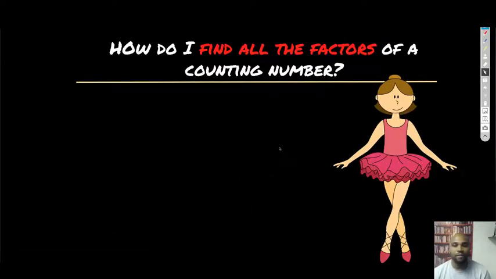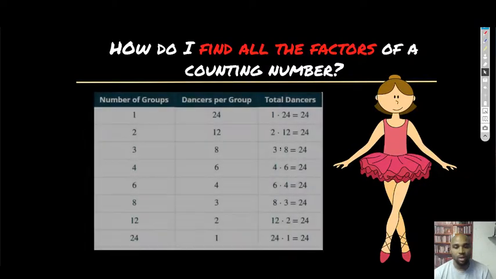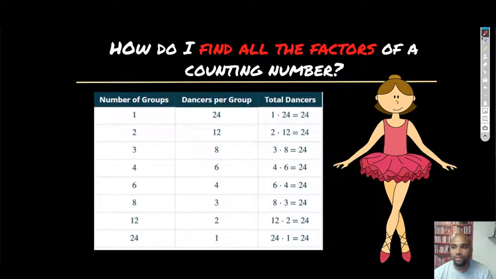So how do I find all the factors of a counting number? Let's answer that question now. Well, if you think about this situation. Someone has a class of ballet dancers and he wants to arrange the dancers in different groups. They have 24 total dancers. So one of the ways he could do it is get one group of 24 dancers, just one big group. Or he could do two groups of 12 dancers, because 12 times 2 is 24. He could break those 24 into three groups of 8 each. So 8, 8, 8 will give you 24, 3 times 8.